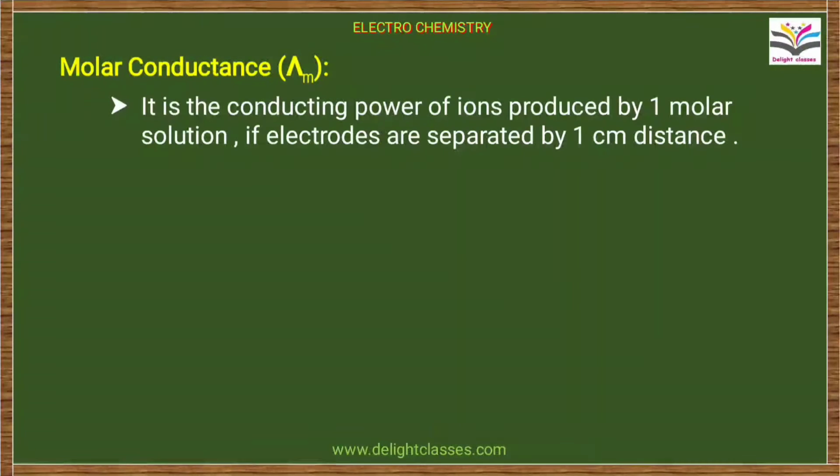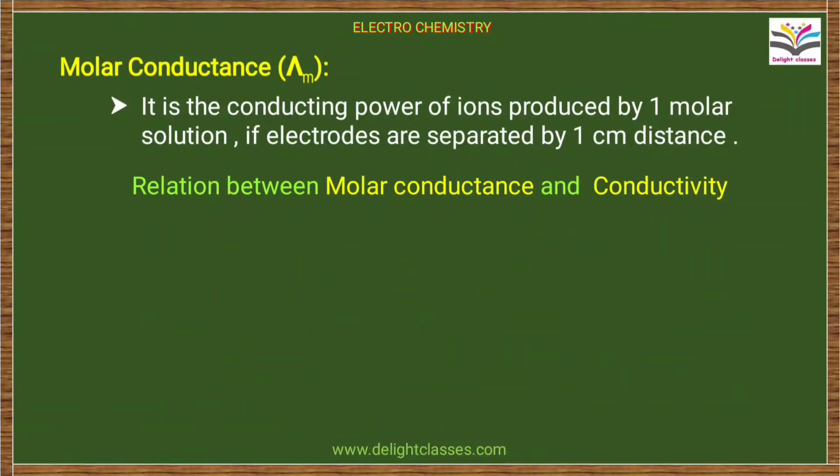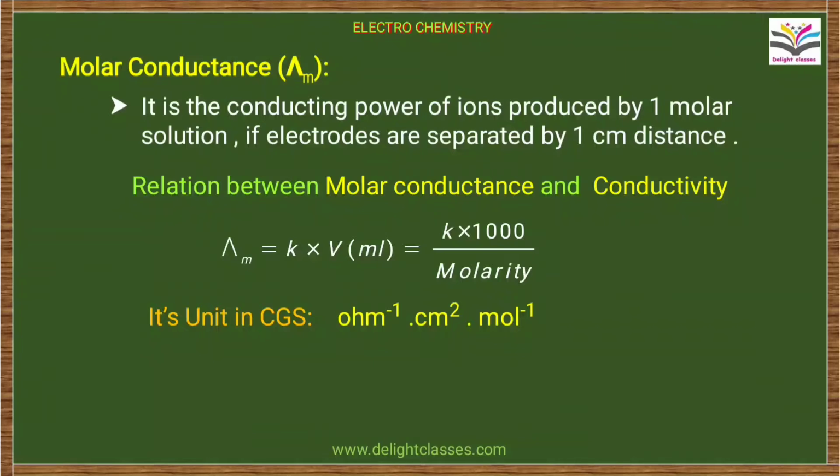Molar conductance. It is the conducting power of ions produced by 1 molar solution if electrodes are separated by 1 centimeter distance. Relation between molar conductance and conductivity: molar conductance is equal to K into volume in ml, which is equal to K into 1000 by molarity. In CGS, ohm inverse centimeter square mole inverse. In MKS, ohm inverse meter square mole inverse.